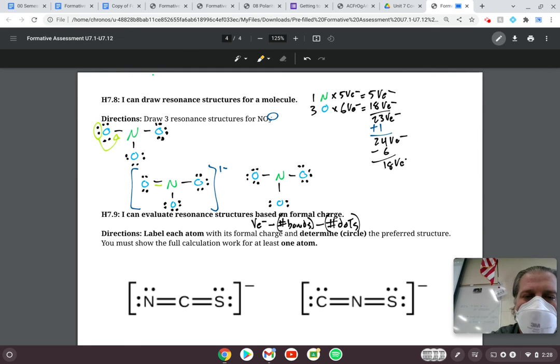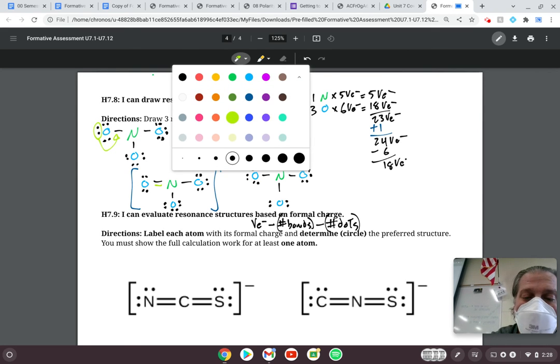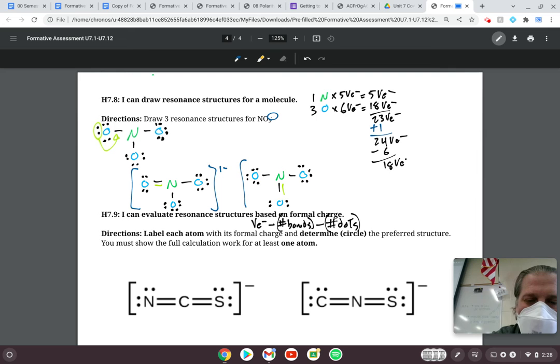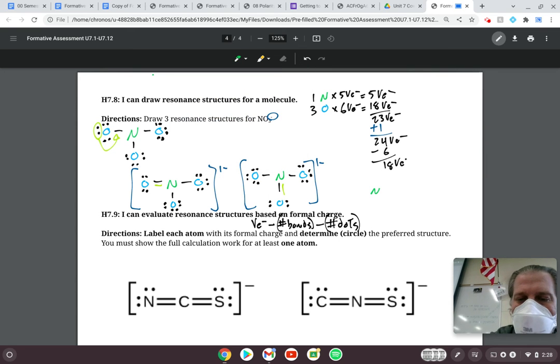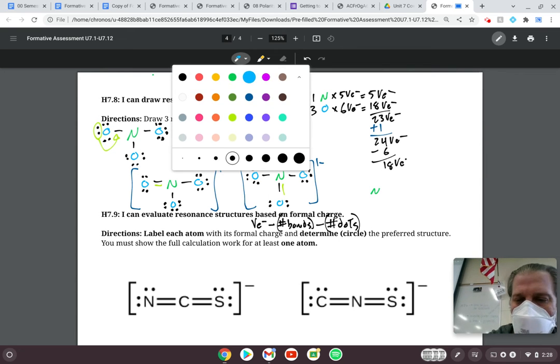Note that I am being careful to put only 4 electrons around the oxygen that has a double bond, because I don't want to have too many electrons around that oxygen. And then I've got one more structure to draw, so I'm going to try to do this down here because I clearly didn't plan this out well.